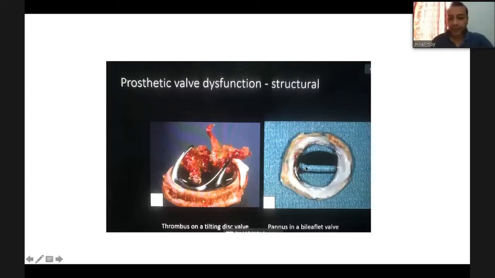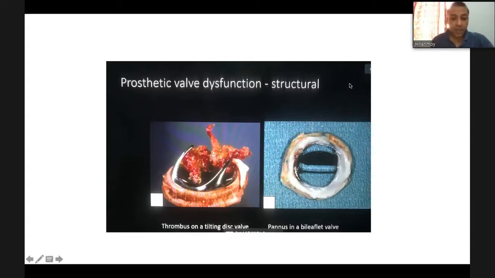But in case of pannus, pannus is fibrous tissue outgrowth. It forms on the side of the sewing ring, on the side of the valve. It is highly echogenic, more echogenic than thrombus, and it is not in the central position. It is in the peripheral position of the valve ring. There is excess fibrous tissue formation that narrows the valve and causes valve stenosis. So pannus and thrombus.